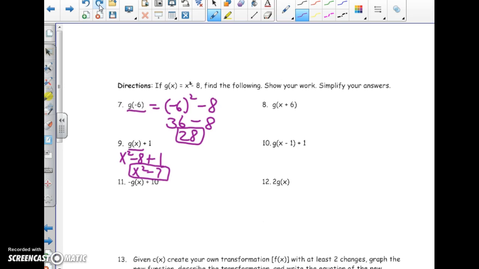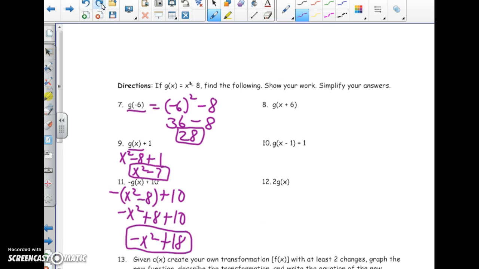Okay, let's look at the next one. Now we've got negative g of x. So here's the negative, and then here's g of x. And to that, what am I doing? I'm adding 10. So what's the first thing we do? Distribute the negative, right? So it becomes negative x squared plus 8, and then plus 10. So what's the answer going to be? Negative x squared plus 18. You got it. See how easy this is? It's not that hard to do.